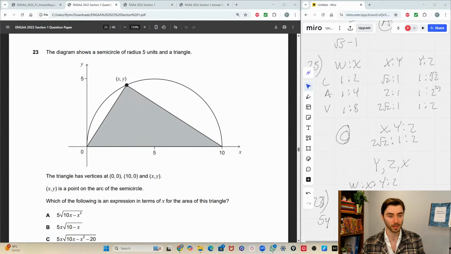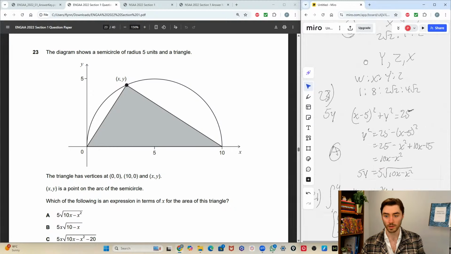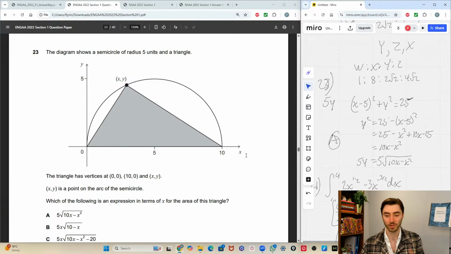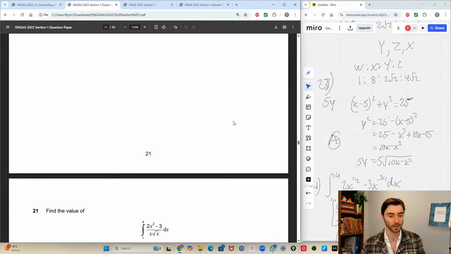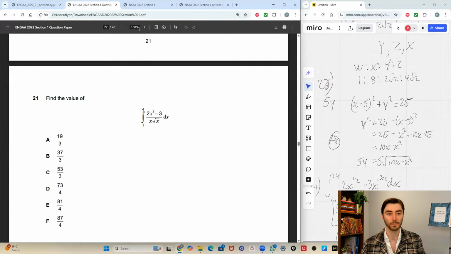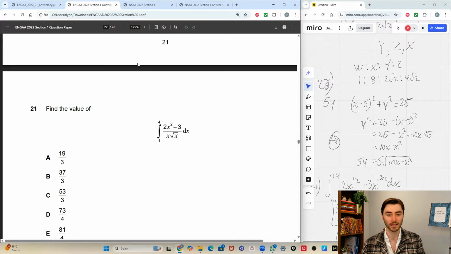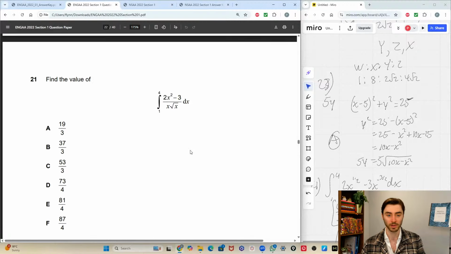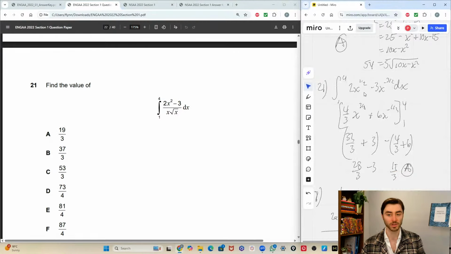From there, I think that was explanatory, but let me check. 23. Yeah, then it was just classic circle equation business and making y the subject. Cool, nothing issue there. And this, again, a lot of people want to do some fancy nonsense, but this is just classic polynomial integration, where you just use your power laws and just do it.